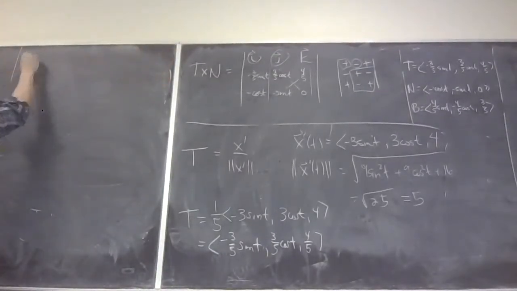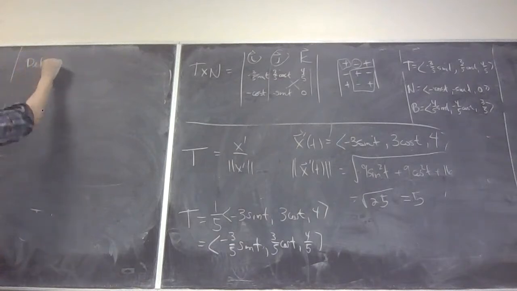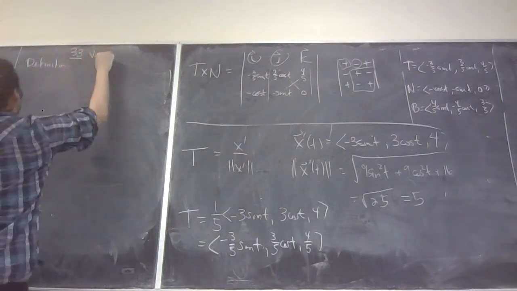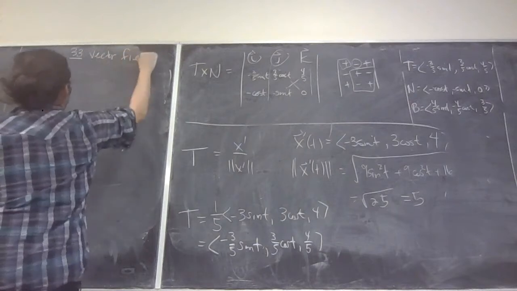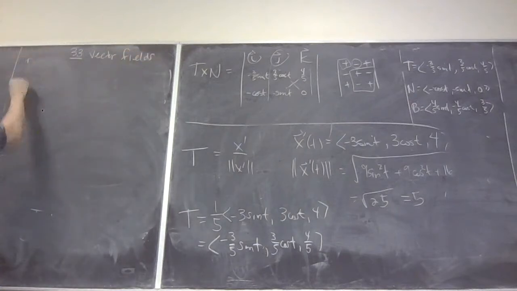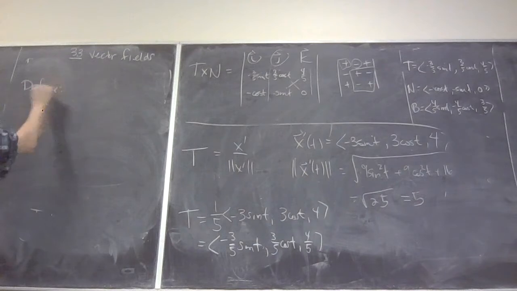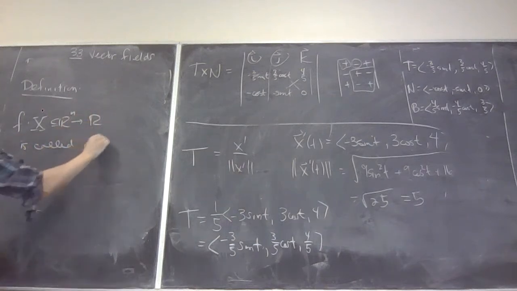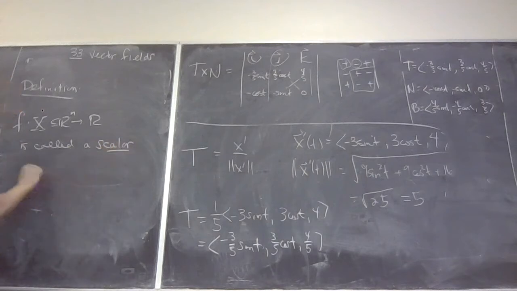Let's start with a definition. This is section 3.3. So we are moving on to the study of vector fields. The first thing I'm going to define is what it means to be a scalar field. So this is the definition. F taking some domain from Rn into R is called a scalar field.